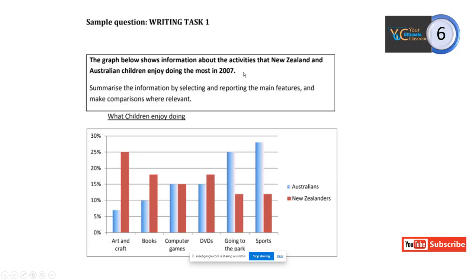This is a perfect example of the task 1. This is a bar chart, and in my previous lessons, I talked about the various diagrams and processes you can get when it comes to writing the task 1.